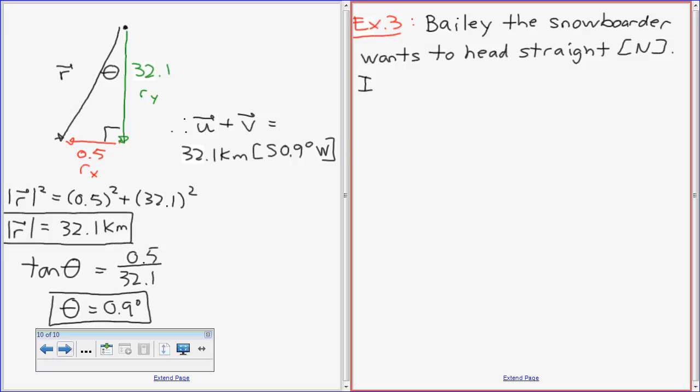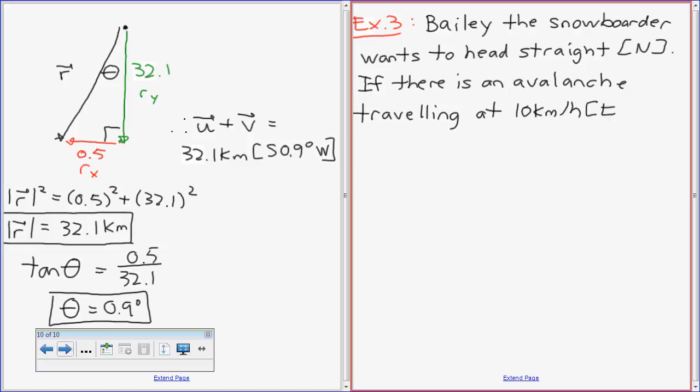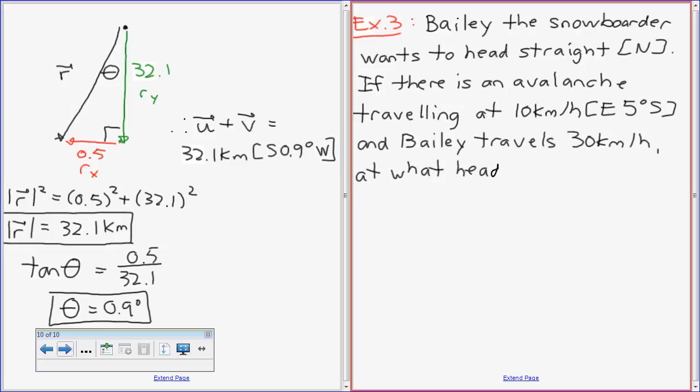If there is an avalanche traveling at 10 kilometers per hour, which is a slow avalanche, east 5 degrees south, and Bailey travels 30 kilometers per hour. At what heading must Bailey aim?